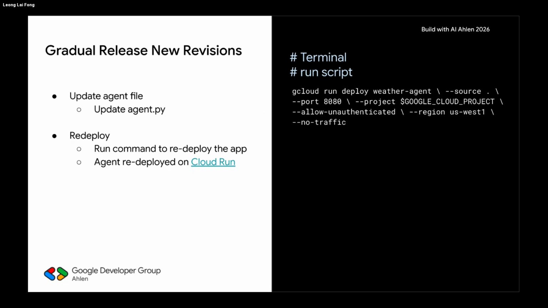In this way, when we are comfortable and confident to roll out the upgrade to the new revision, we can just route the traffic to the second revision, and the first revision, the first application, will get 0% traffic, and the second revision becomes 100%.